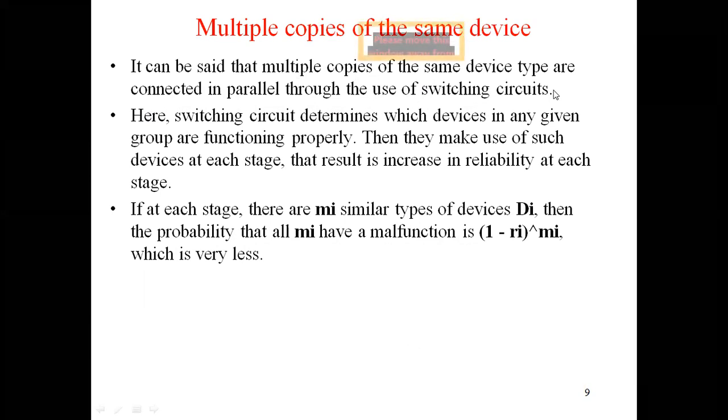By using the switching circuits, we are connecting. So what is the use of switching circuits? They determine which devices in any given group are functioning properly. That means whether the devices are functioning properly or not. Switching circuits will check in each group. Then they make use of such devices at each stage that result in an increase in reliability at each stage. So at each stage the reliability will be improved.